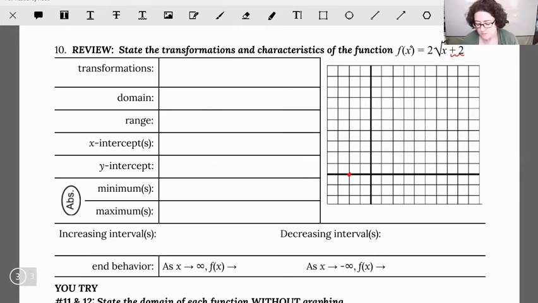So from the starting point, if I went over 1 space, my square root of 1 to plug into the function would be 1. But I'm not going to go up 1. I'm going to go up 1 times 2, aka 2. Next perfect square is 4. So over 4 spaces from our starting point, square root of 4 is 2, but 2 times 2 is 4.